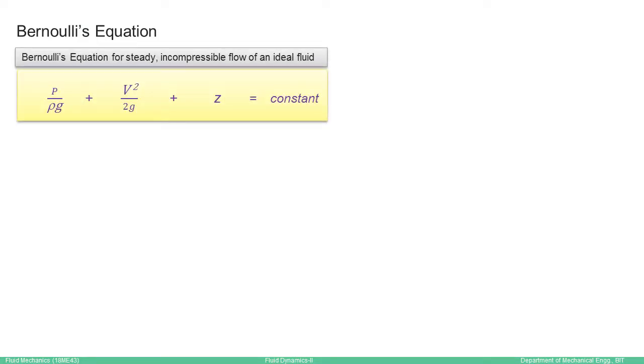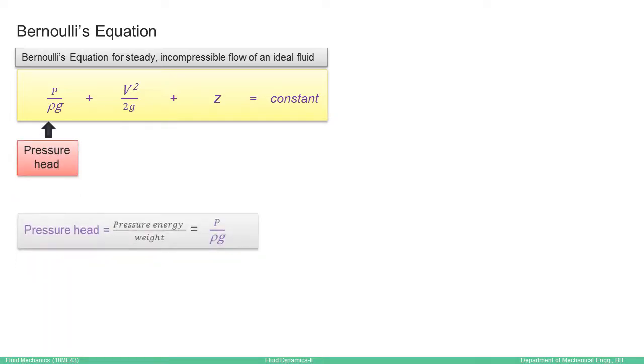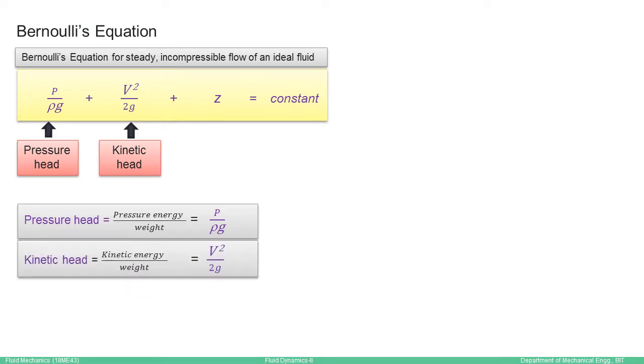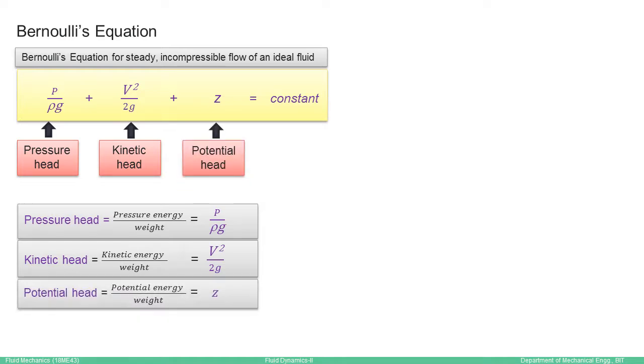For steady incompressible flow of an ideal fluid, P by rho g plus V square by 2g plus z is equal to constant, where P by rho g is pressure head, which is nothing but pressure energy per unit weight. Similarly, V square by 2g is velocity head or kinetic head, which is the ratio of kinetic energy to the unit weight of the fluid. And z is potential head or datum head or reference head, which is potential energy per unit weight.